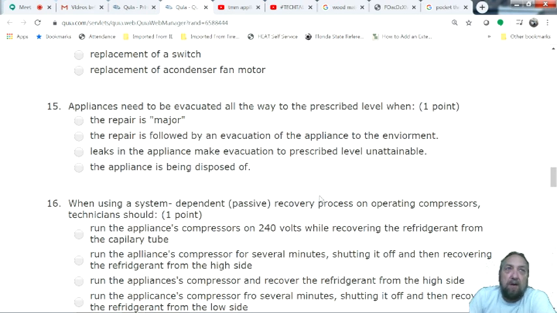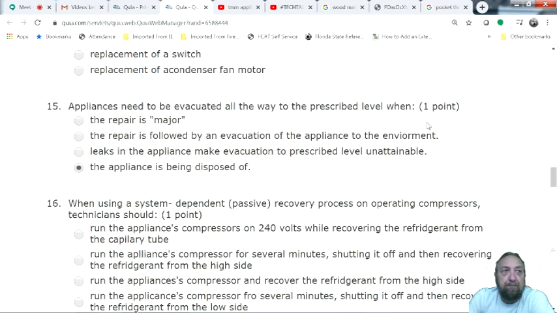What happened? Stop? Well, this isn't like when repair is major, you need to evacuate it all the way to the prescribed level. If you're doing a major repair, that is correct, but it doesn't say sealed system. And here, the repair is followed by an evacuation of the appliance to the environment. Well, you're not going to evacuate the freon to the environment. And leaks in the appliance make the prescribed level unattainable. Well, here it's saying appliances need to be evacuated all the way to the prescribed level when you're going to dispose of the appliance. If you're going to throw that appliance away, you've got to recover all that refrigerant.